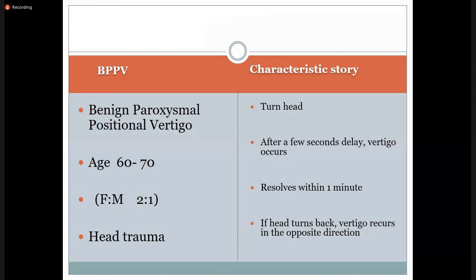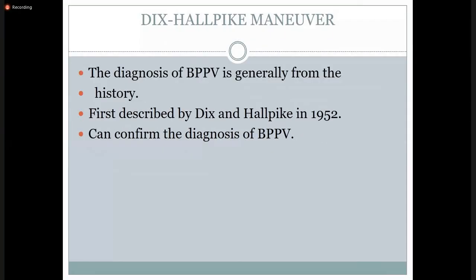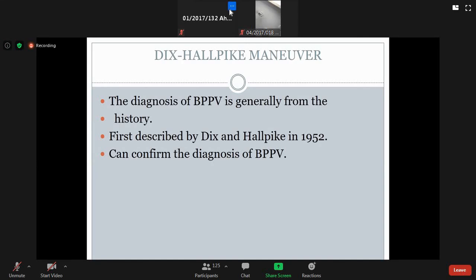Benign paroxysmal positional vertigo is the most common cause of vertigo, and usually patients complain when they move their head, they feel the feeling of vertigo. Ages 60 to 70, females affected twice more. Head trauma is usually a history factor. Dix-Hallpike maneuver would be demonstrated when you come to ward. How is it beneficial in treating the patient and making a diagnosis of benign paroxysmal positional vertigo.